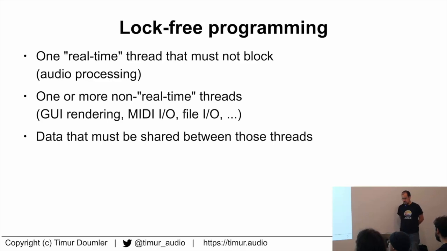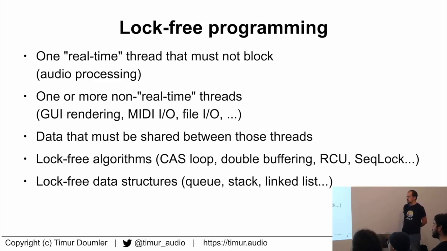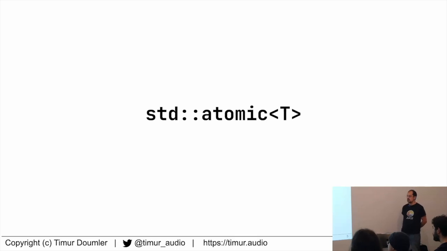That inevitably involves using lock-free algorithms and lock-free data structures, and there's a bunch of them. Fabian gave a few wonderful talks about that, and I have a few talks about that too. There's the CAS loop, double buffering, RCU, SeqLock, which was my most recent one, and the lock-free queue, which a lot of audio people will be familiar with. I'm not going to talk about all of that. I'm going to talk about the building block you need to build all of these, in C++ at least: std::atomic. Who's familiar with std::atomic? Right, that's almost everybody in the room.